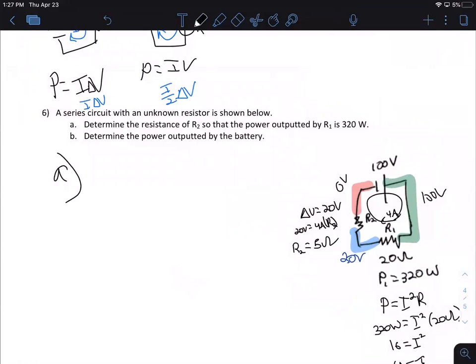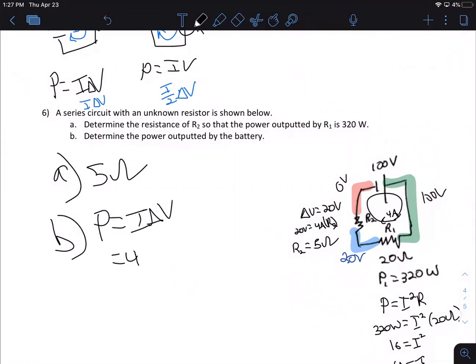So A, we said 5 ohms. B, power over the battery. Power equals I delta V. 4 amps, 100 volts, 400 watts. So again, another way, I forgot to say we'd do it both ways. Another way we could have solved A here is we could have done this part first. 400 watts.